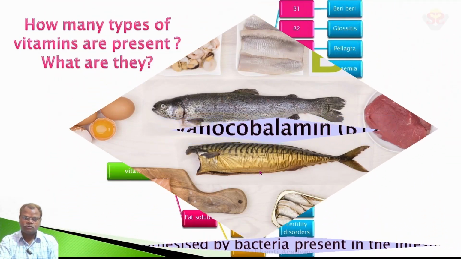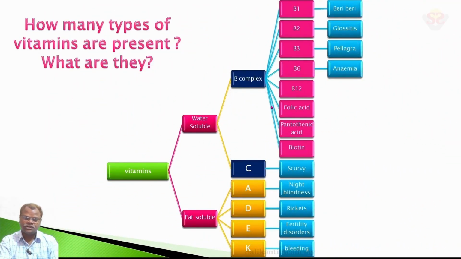We get small sources from fish, and with lack of vitamin B12, you get pernicious anemia. Pernicious anemia. The characteristic of pernicious anemia is severe anemia.